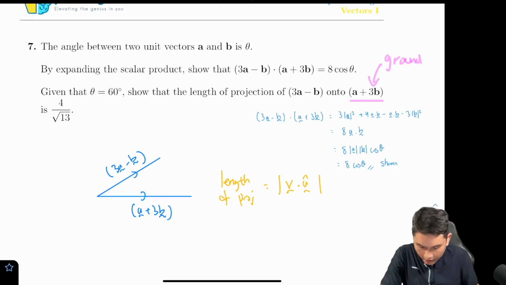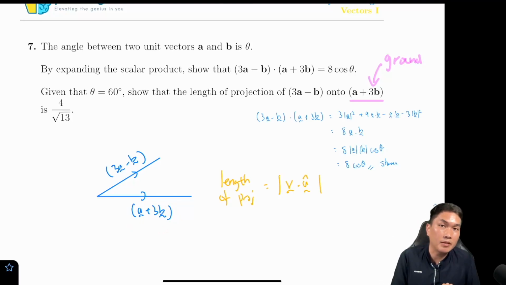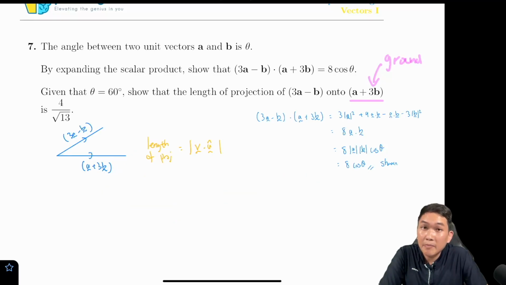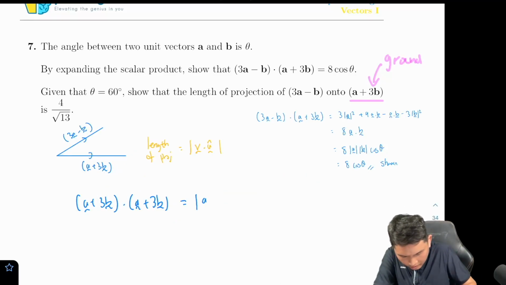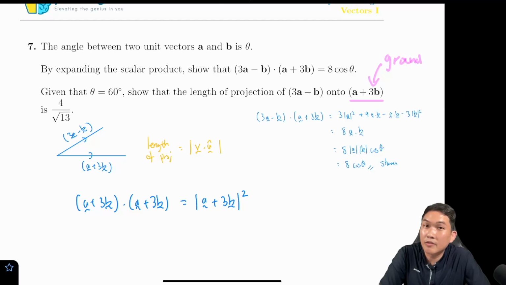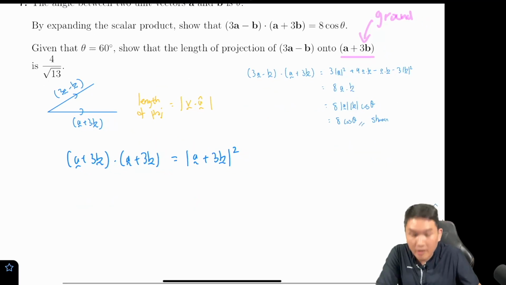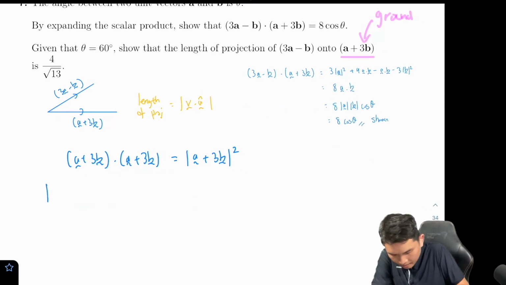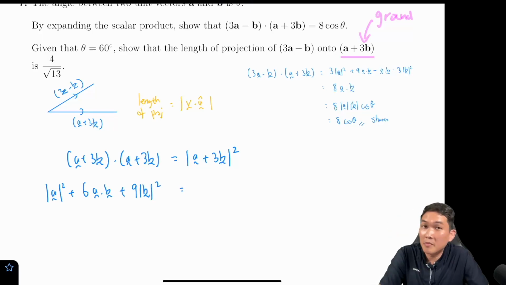So perhaps first I would like to find the unit vector of a plus 3b, which means I need to find the modulus of a plus 3b. So to find the modulus of a plus 3b, this will give me the modulus of a plus 3b squared. Now again, I have to do some expansion of brackets. Remember that a and b are unit vectors, so mod a squared is 1 and mod b squared is also 1.